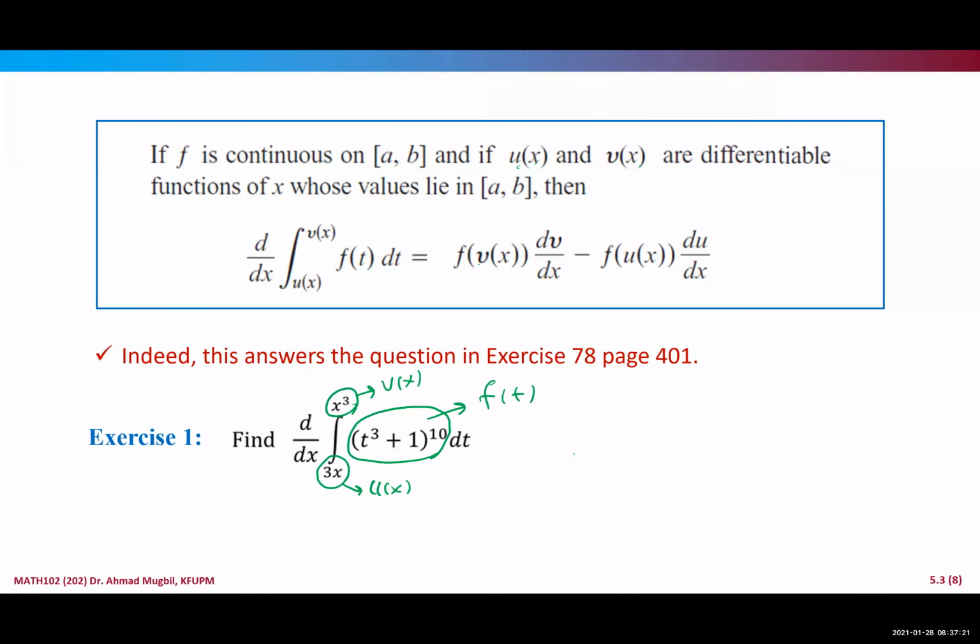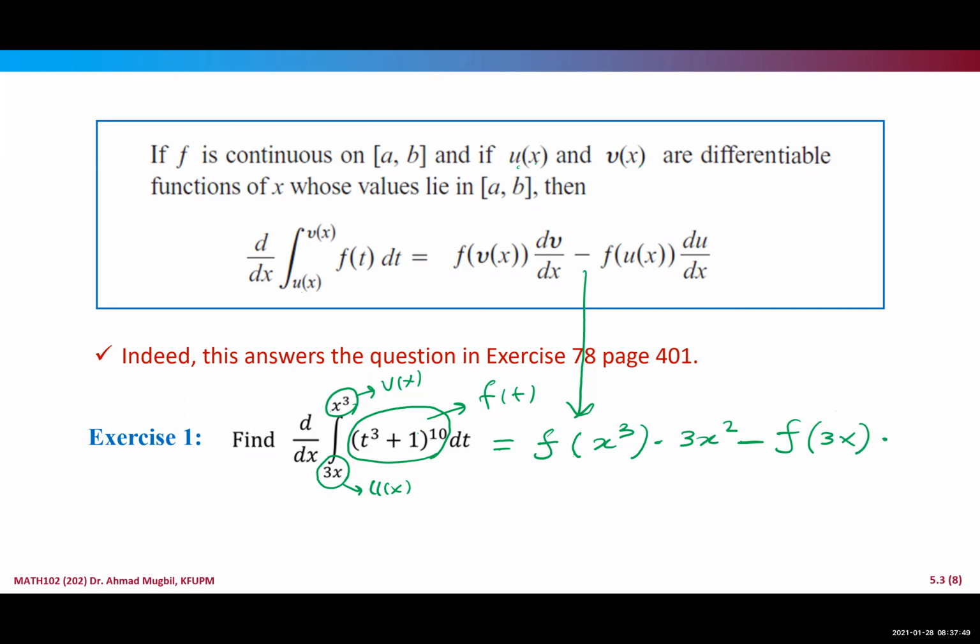So the integral here is just a direct application of this. What will we have here? This will be equal to what? f at v of x. So this is f, it will be f at v of x. What is v of x? It is x cubed, multiplied by the derivative of v. What is the derivative of x cubed? 3x squared, minus f at u, here 3x, multiplied by the derivative of u. What is the derivative of 3x? It is 3.